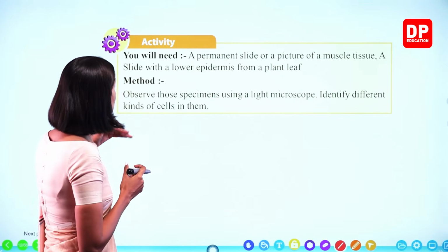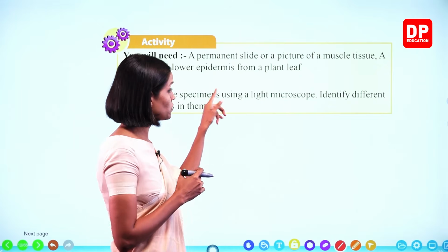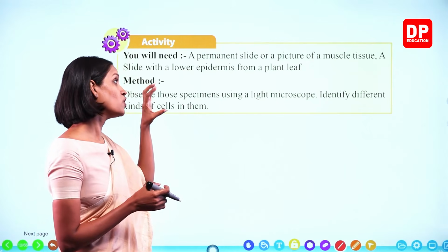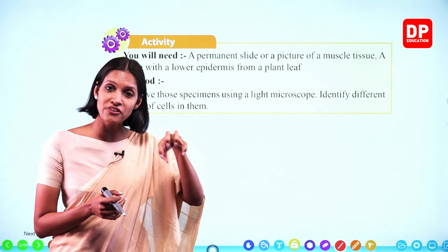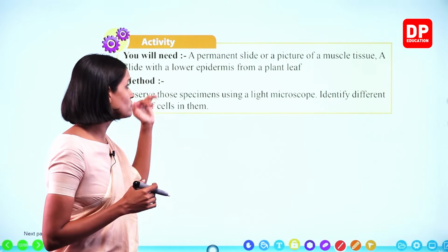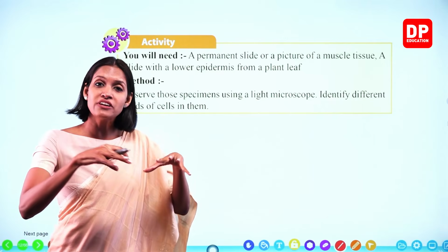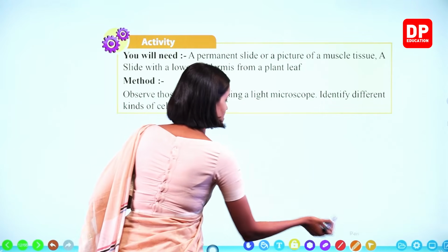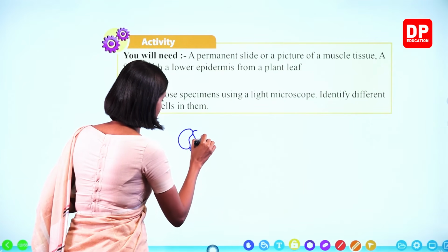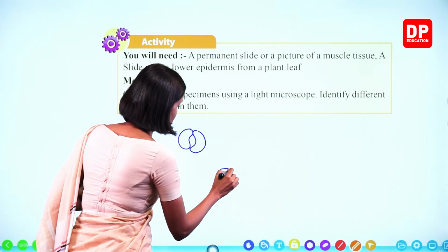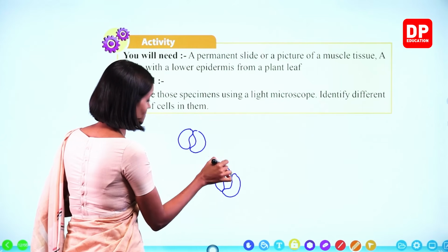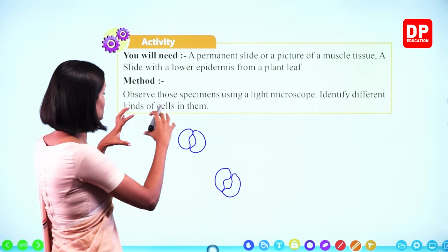Right, children? Observe those specimens using a light microscope. We already did the second part. Identify different kinds of cells in them. When you observe under a light microscope, you can identify the different shaped cells present. It was very clear when we observed the lower epidermis of a plant leaf. There were different types of cells. Do you remember? The bean-shaped guard cells were present, and combining them, this was the stomata. The tiny hole between the guard cells is known as the stomata.